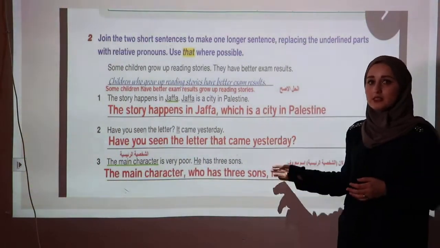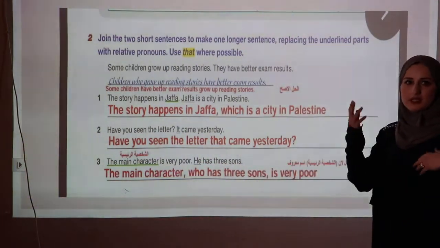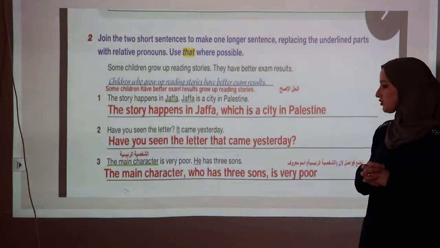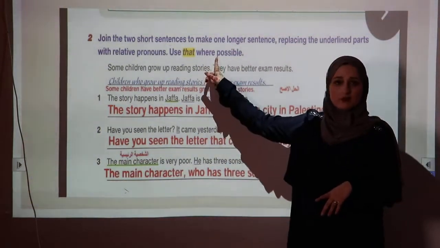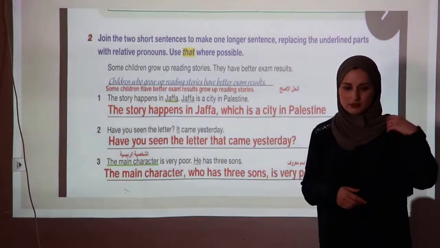In this sentence, you can notice that we have a non-defining relative clause. It gives an extra piece of information. He has 3 sons, it's something extra. Then you can't use that, and you have to put 2 commas around the clause.